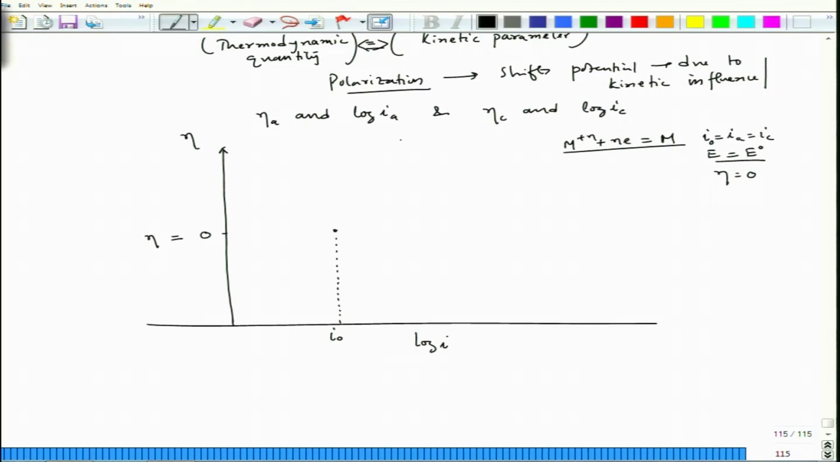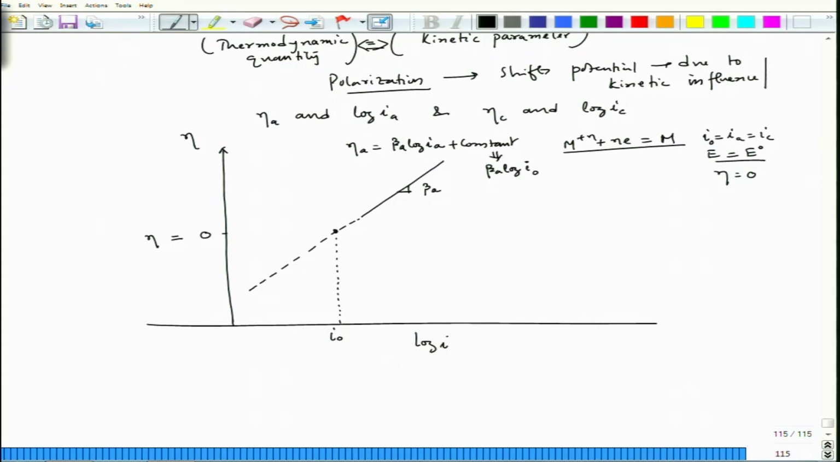Now, if I try to plot ηa equal to βa log Ia plus constant, so that plot would be this, and if we extend this, it will go through this point, because at this point ηa goes to 0 also, because this term is nothing but βa log Ia and I0 log I0, and at this point I do not get any net current, rather I would remain at I0, and the slope is βa.